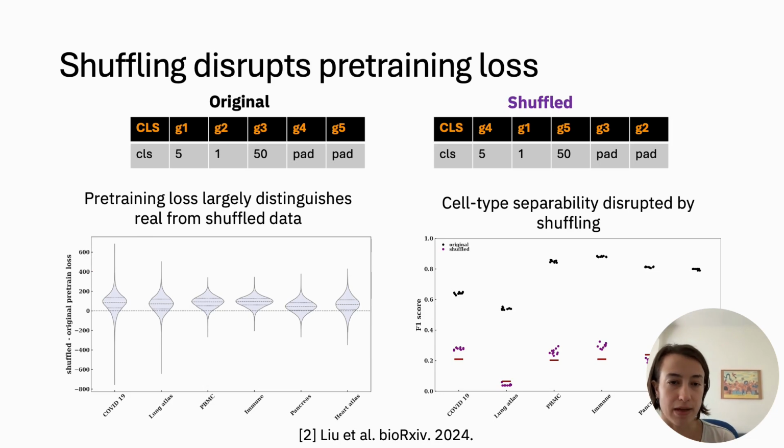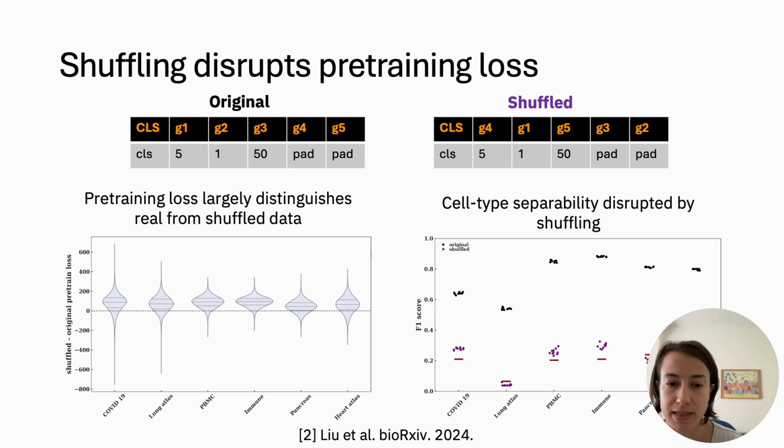Okay, so first we look at the shuffled case. So at the top here we see an example of how we shuffle. So we just shuffle the gene identities, as I said. And at the bottom here we have the results. So on the left is the evaluation of the pre-training loss, and on the right that's an evaluation of the cell embeddings. So let's start with the pre-training loss.